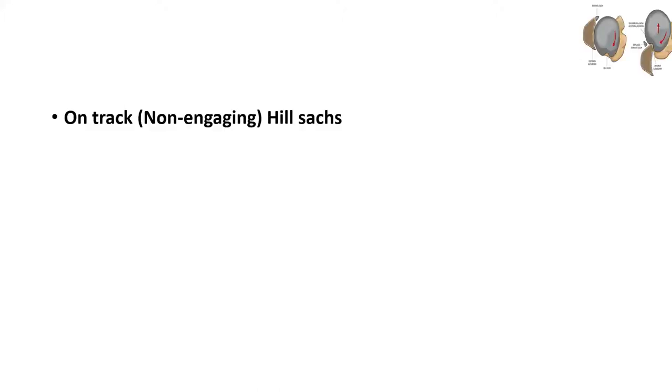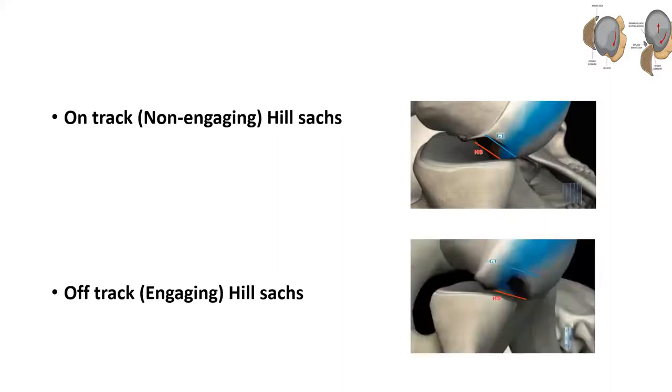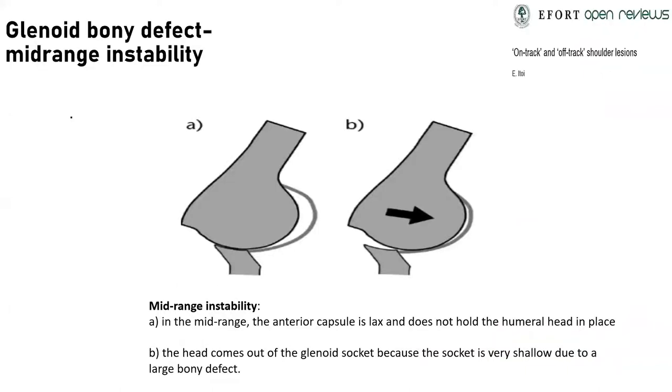So what is this on-track and off-track lesion? If during the range of movement the Hill-Sachs lesion is covered entirely by the glenoid, and it doesn't come in contact with the margin of the glenoid, then it will not cause dislocation. That is a non-engaging Hill-Sachs. If the Hill-Sachs lesion comes in contact with the glenoid margin and causes dislocation during the range of movement, then that is an off-track or engaging Hill-Sachs.